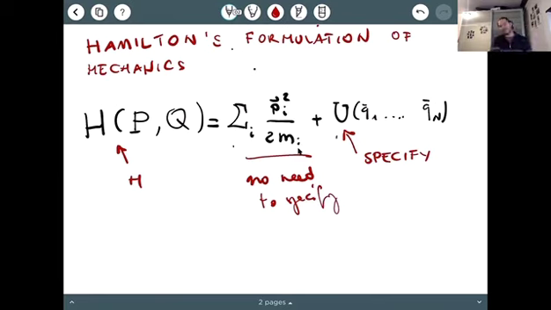So in order to specify the Hamilton's function, you have to tell me what this function is. If you do, then we know the Hamilton's function. And if I know the Hamilton's function, I can complete the equations of motion of my system. Because the equations of motion, this is Hamilton theory.